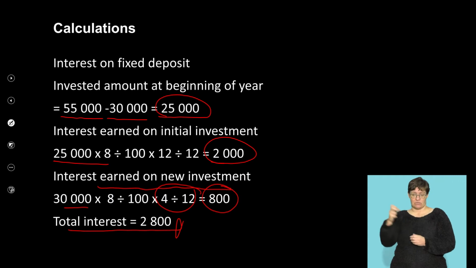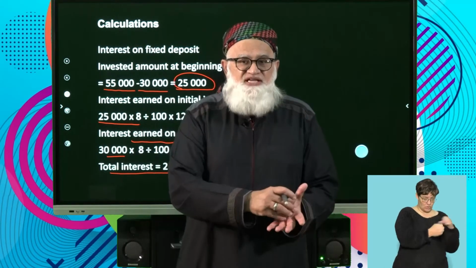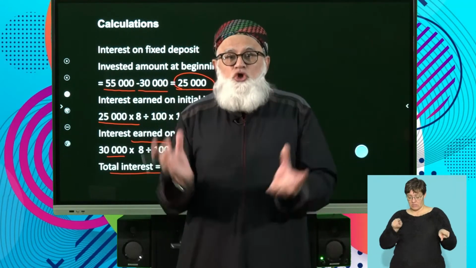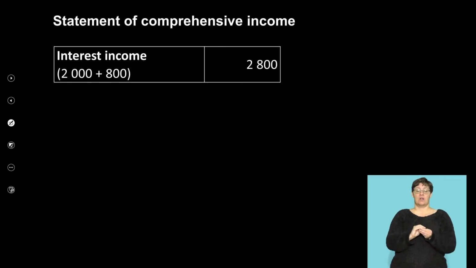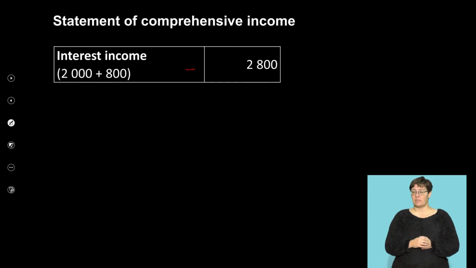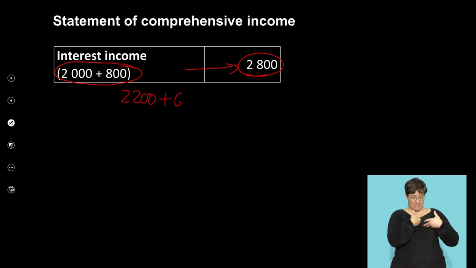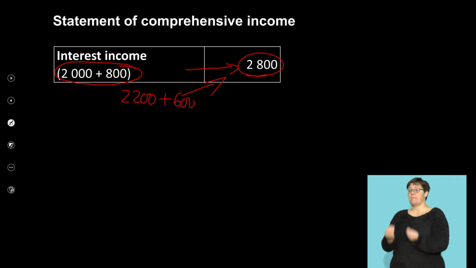Watch what you do here. Separate the old from the new. Find your initial fixed deposit, work it out for the year. Then work out your fixed deposit on the new investment, add the two together to give you your total interest that you require. Therefore, look at my interest income. If I look at the figure that I'm given here, interest on fixed deposit is the 2,200. So remember, this total amount that you require here is the 2,800. So that was my calculation of my interest. The 2,200 was the figure given to me, plus 600 will give me my 2,800.